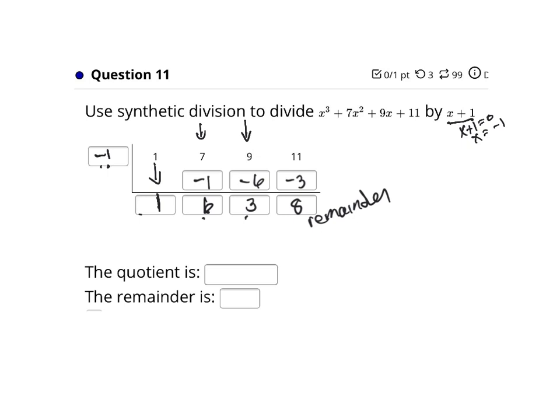So in the problem, we started out with x cubed. That means this is going to be the x squared term, this is the x term, and this is the constant term. So we're going to have 1x squared plus 6x plus 3. If they don't tell you to write it as a fraction, and they just have it like this with the remainder is, then all you have to do is put the 8 in the block.